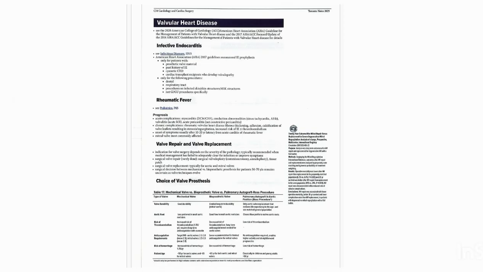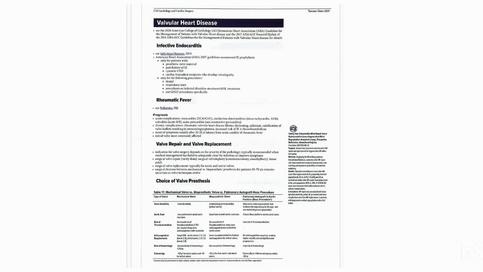Equally important is knowing which procedures require prophylaxis. These include dental procedures involving manipulation of gingival tissue, selected respiratory tract procedures, and procedures involving infected skin, skin structure, or musculoskeletal tissue. A common examination question asks about gastrointestinal or genitourinary procedures. Remember, routine GI and GU procedures do not require infective endocarditis prophylaxis.